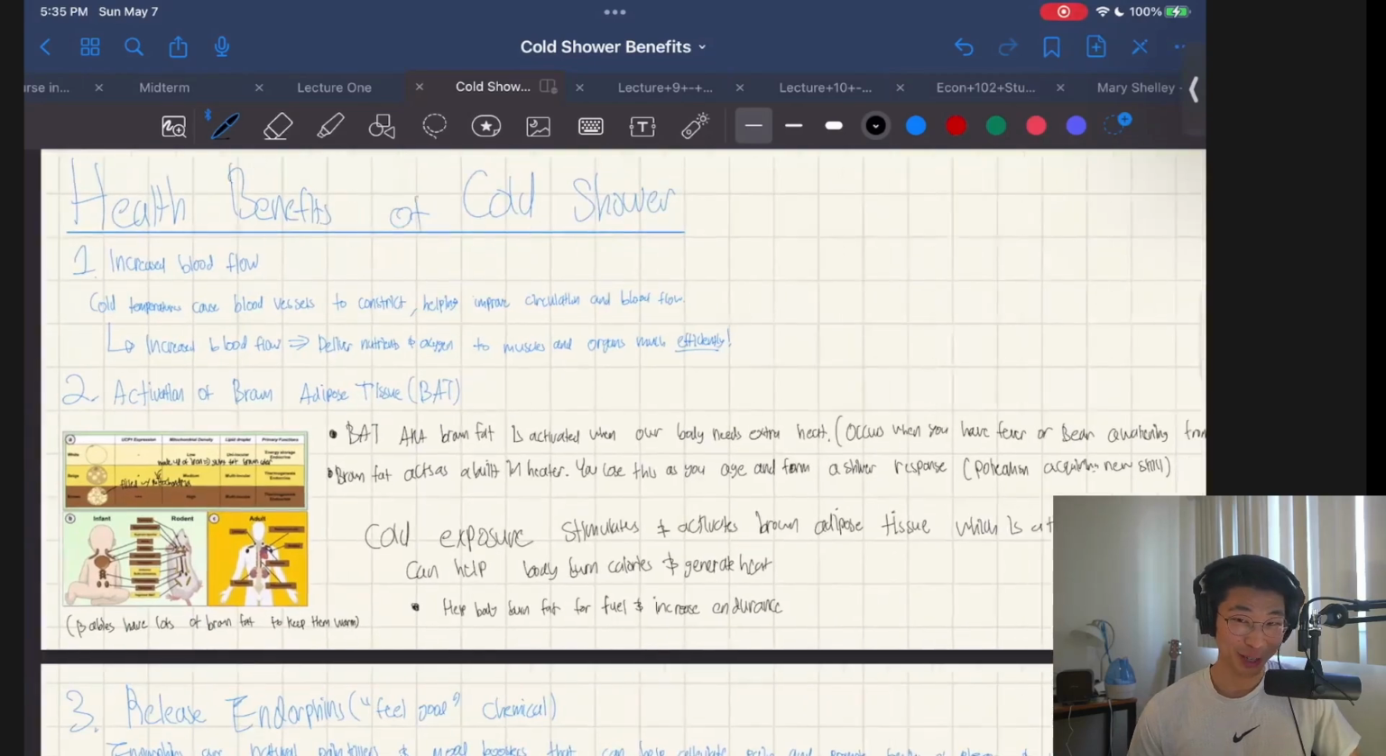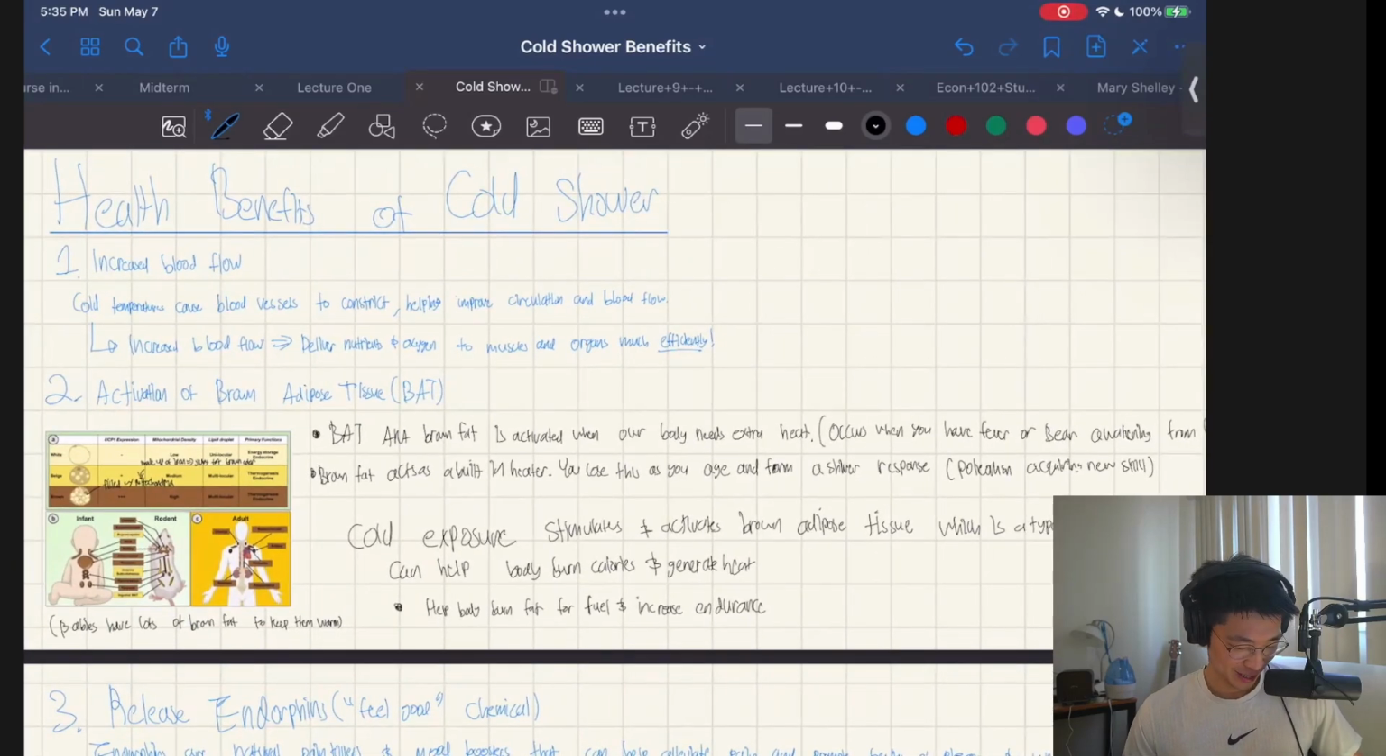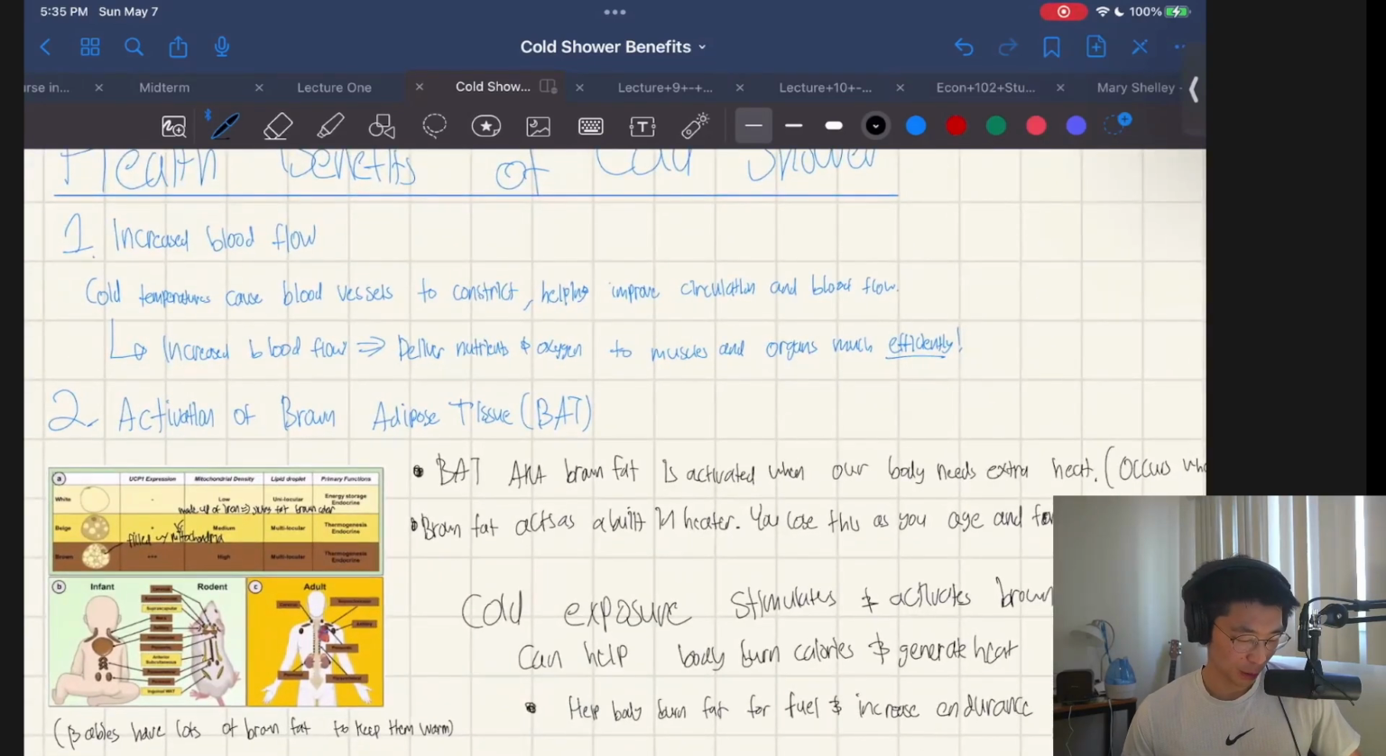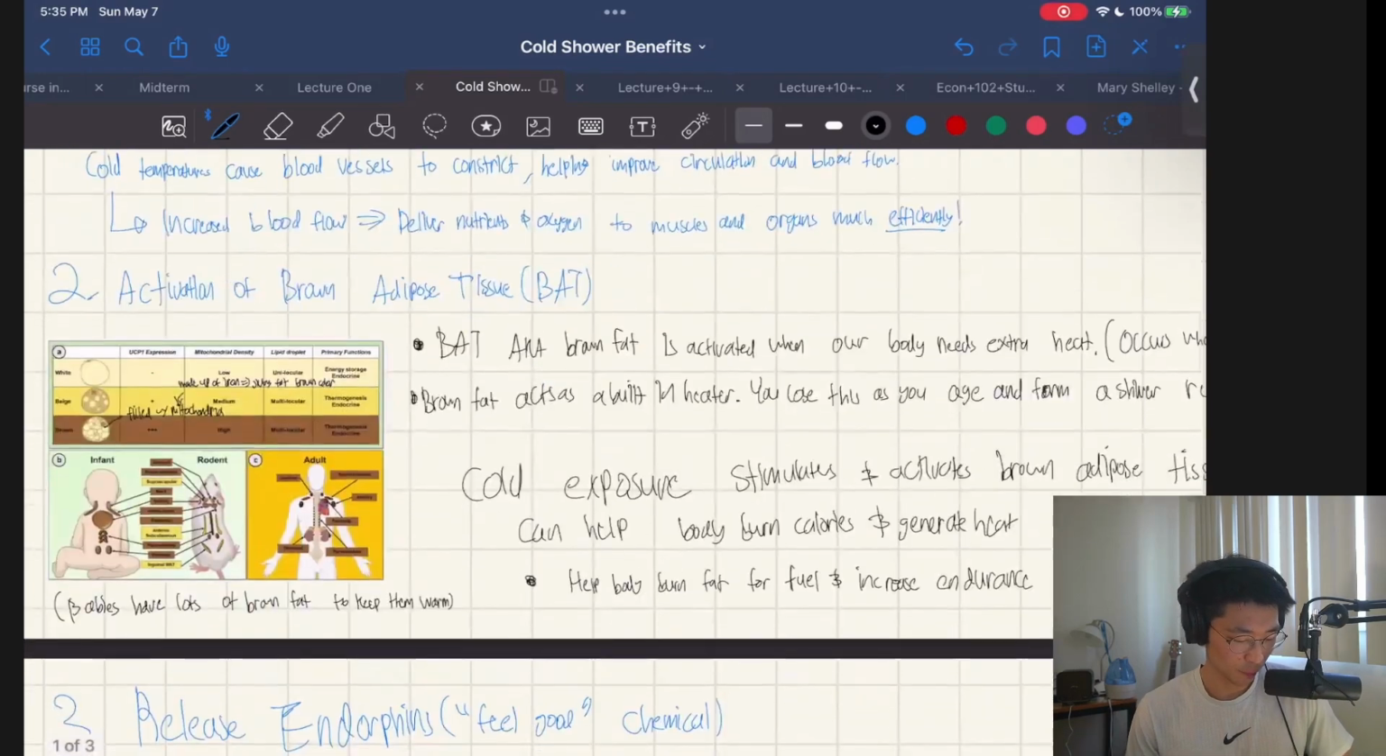Now we're going to be talking about the health benefits. Number one, we have increased blood flow. Cold temperatures cause your blood vessels to constrict, helping you improve your circulation and blood flow. Increased blood flow means you're delivering more nutrients and oxygen to the muscles and your organs much more efficiently.